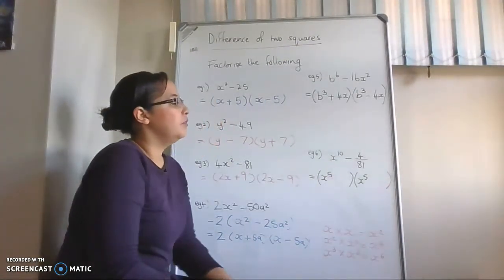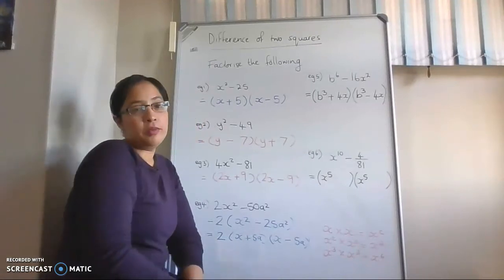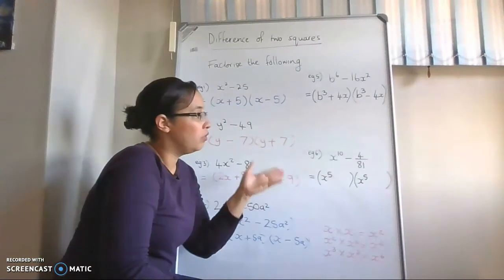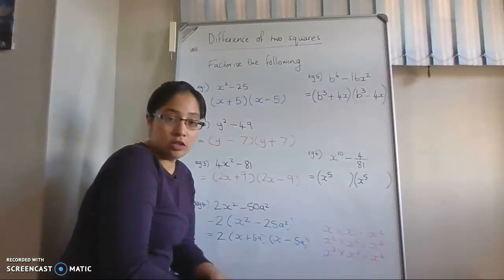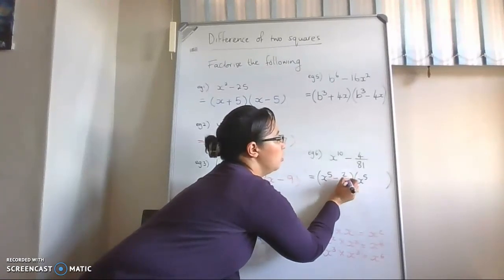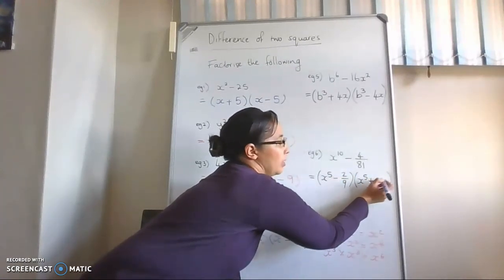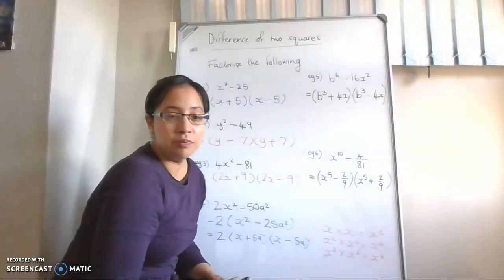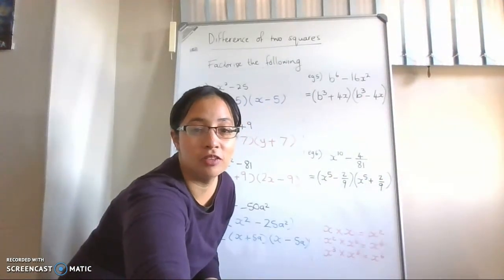Right, and the last one is the fraction here, 4 over 81. We know that we can find the square root of a fraction. It's just the square root of the numerator over the square root of the denominator. So that gives me minus 2 over 9 and plus 2 over 9. And there you go. Okay, so good luck.